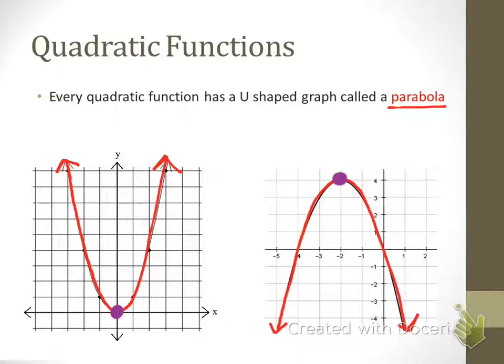A vertex is just a point on a graph. So if this is my vertex right here, this is my y-axis, this is my x-axis, okay? What would be the ordered pair for this vertex? 0, 0. Every vertex is an ordered pair. What about this one? It would be -2, 4. Okay, did everybody see a vertex is just a point on a graph? You have to have an x, you have to have a y.